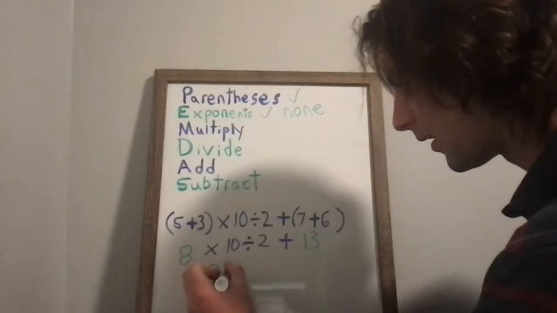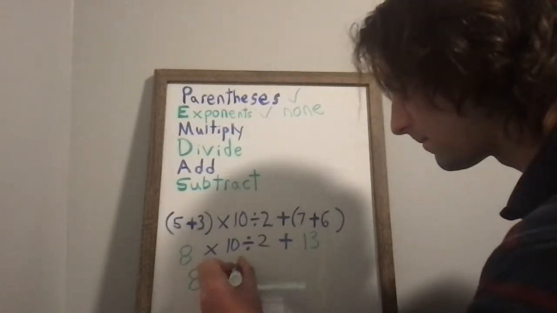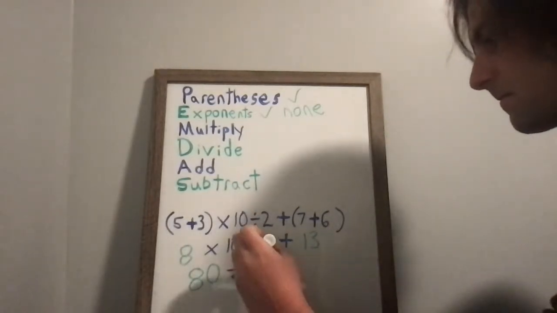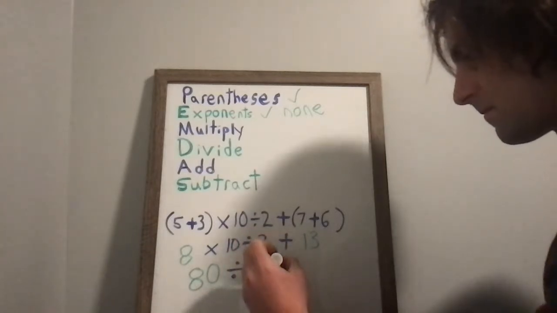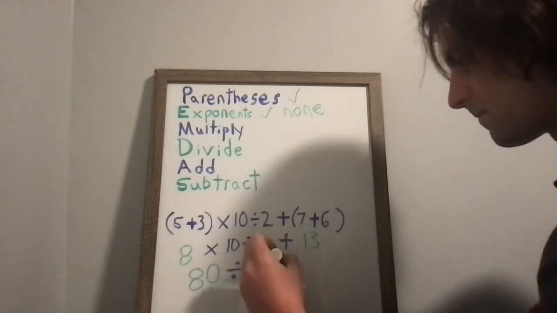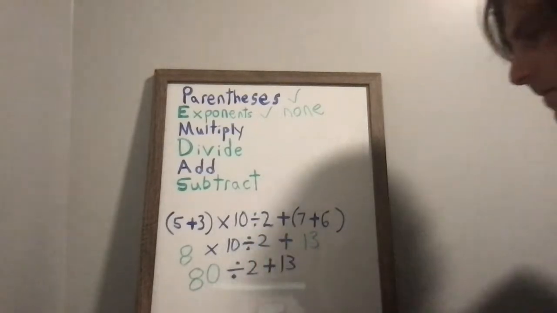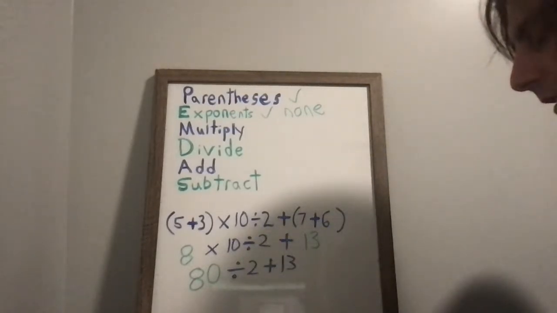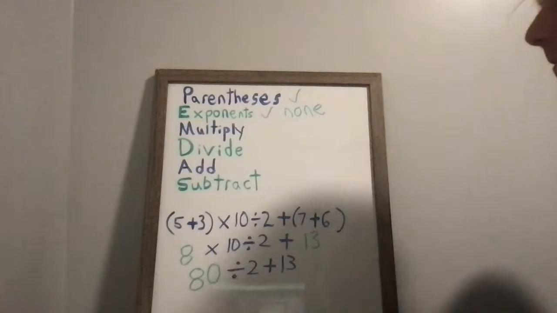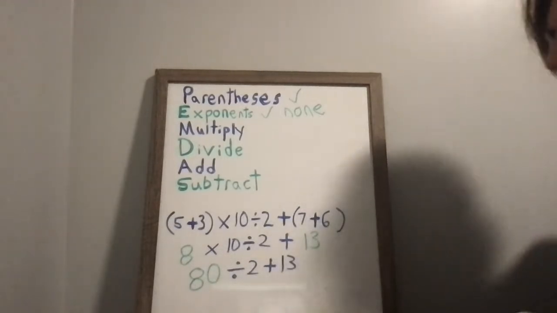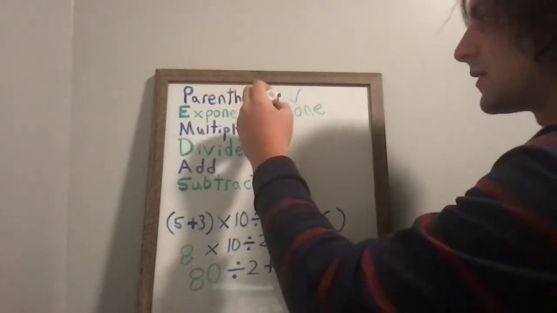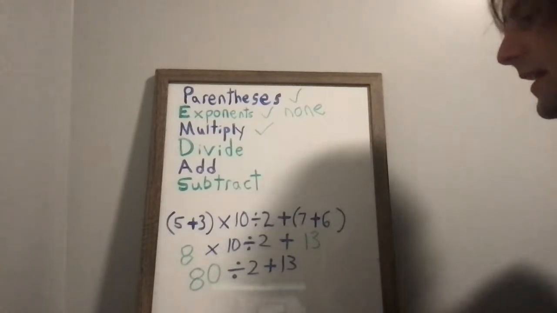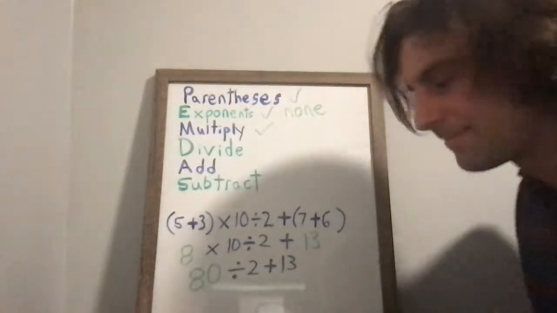So now I'm going to copy down the rest of the problem. 80 divided by 2 plus 13. All right, so step number 3 is done. So we've done all the parentheses problems, the exponents, we multiplied. Now the next step is to divide.